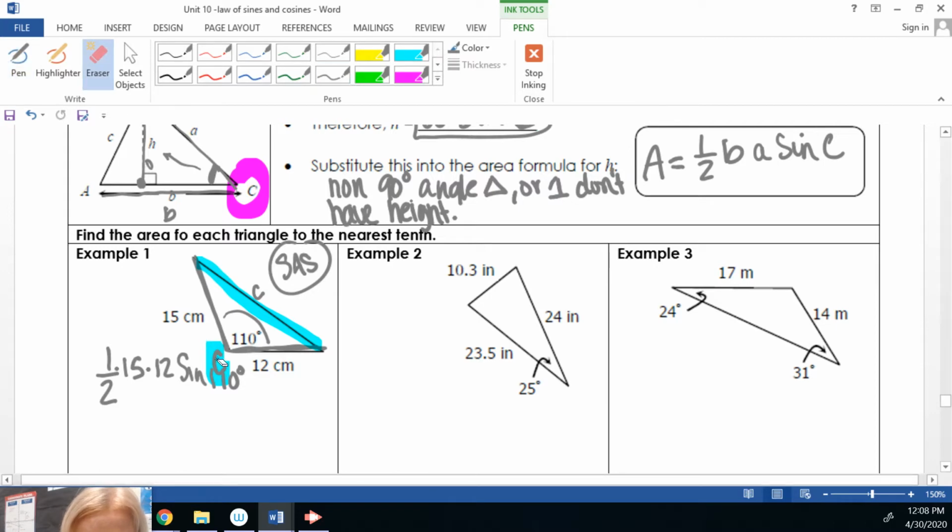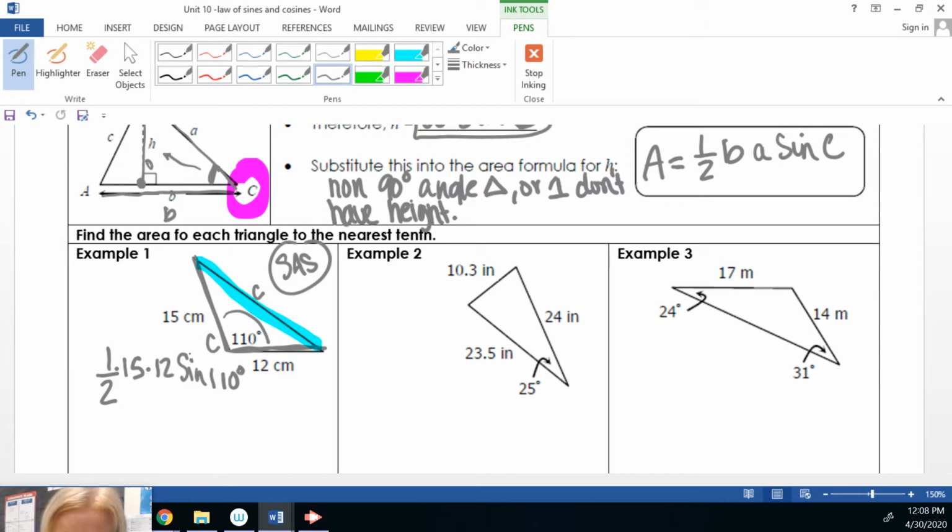Let me erase all this. So you know that's C, put it right up there. In the formula, 1/2 B times A times the sine of C means 1/2 times each of the two sides that you do have. In this case, they're 15 and 12, and then times sine of the angle between them, 110.